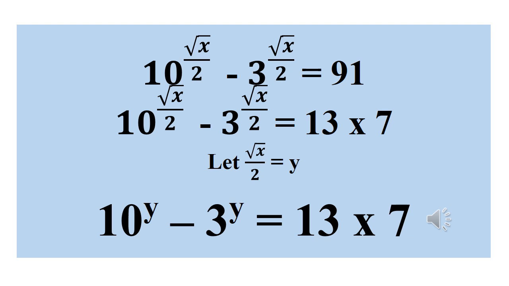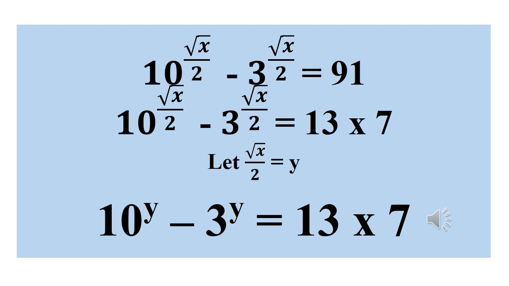It then follows that we can simplify 91 to 13 times 7. 13 times 7 will still give us 91. So if you plug in that, we have 10 raised to power square root of x over 2 minus 3 raised to power square root of x over 2 equals 13 times 7.